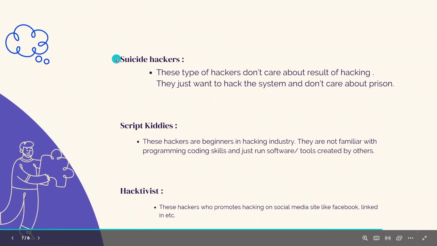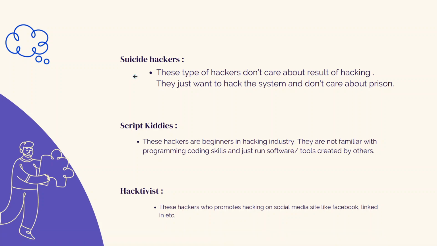Another is the suicide hacker. This type of hacker doesn't care about the result of hacking. They just want to hack the system and don't care about the future. Suicide hackers either do not know everything, or they have just started learning, or they don't know how to hide themselves, and they start hacking. They don't care about the rules, regulations, or laws of the IT or cyber world.